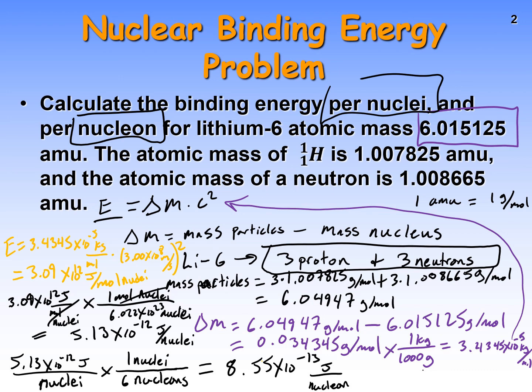And so these were the two answers that were requested by the problem. You could have been asked to leave it in per mole of nuclei or per mole of nucleons. It just depends on the problem and how it's been written, so you've got to be careful with that, whether you need to use Avogadro's number or not. But this is a good example problem of nuclear binding energy.